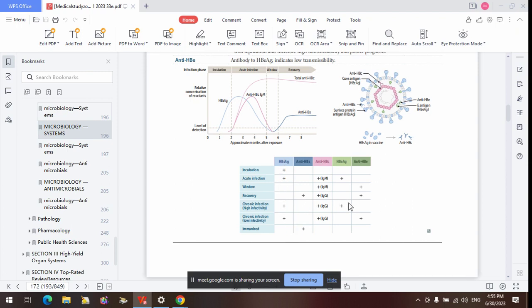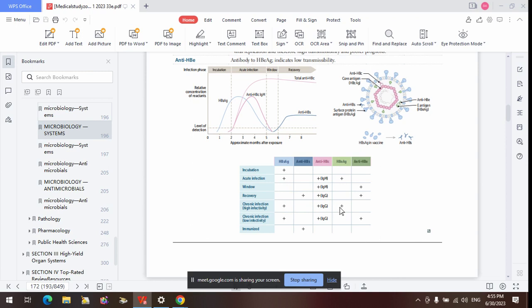But Dr. Babawale, Dr. Olusola, can somebody go from acute infection to the window? Yes. Then go to chronic again?